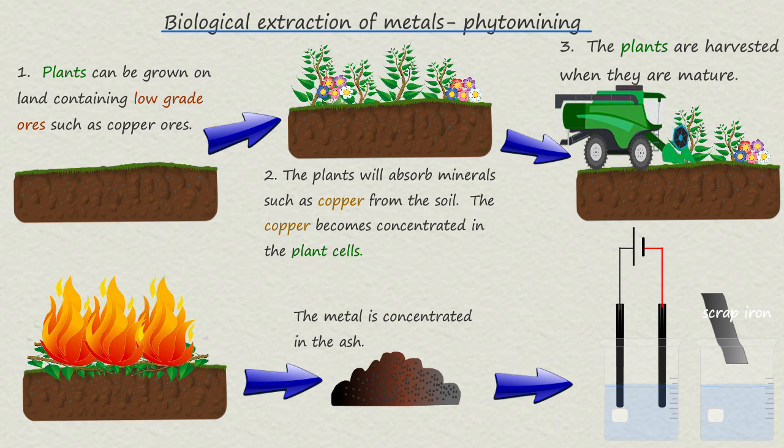Alternatively, the copper sulfate solution can undergo a displacement reaction using scrap iron to obtain the copper metal. This phytomining method of extracting metals using plants is much more environmentally friendly than traditional mining methods, but obviously it is much slower.